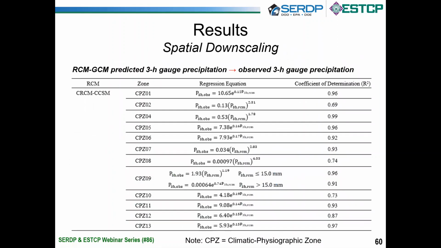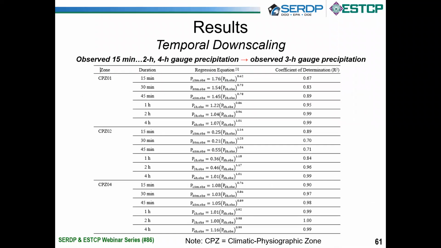For spatial downscaling, for each climatic physiographic zone, we developed these regression equations between the projected 3-hour precipitation versus the observed 3-hour precipitation. You can see this correlation is very good. That's the coefficient of determination, at least 0.7, about 0.7, most probably 0.9, something like that. So the next step, we will use this to downscale the projected data.